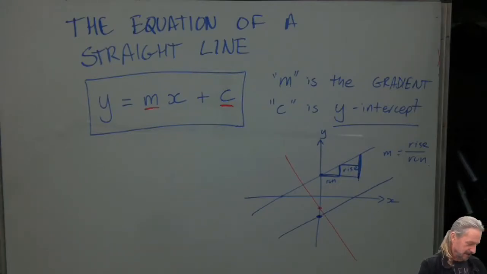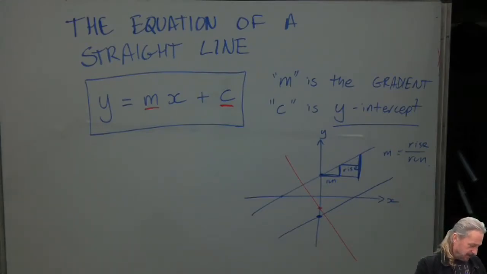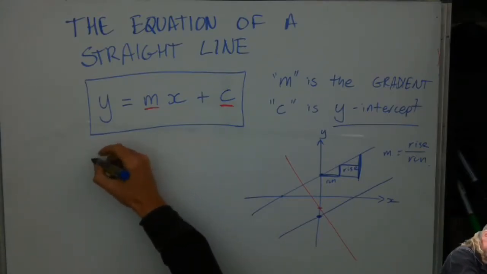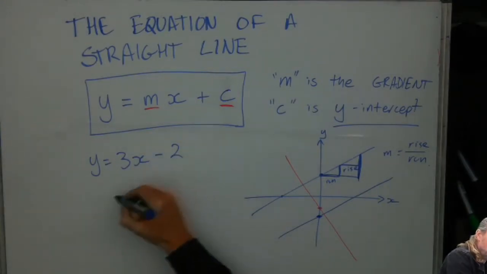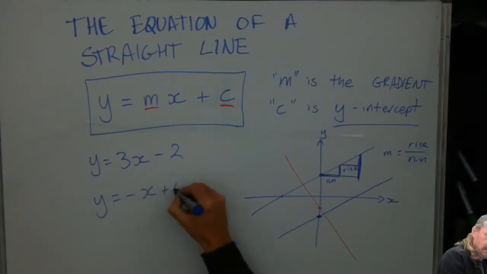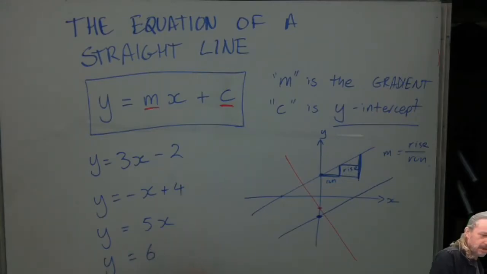Hopefully that will make sense as we work through these. I'll just leave that there for a little bit. So there are a few examples here at the bottom of the page, just to explain. I'll just write these out: y equals 3x minus 2, y equals negative x plus 4, y equals 5x, y equals 6.